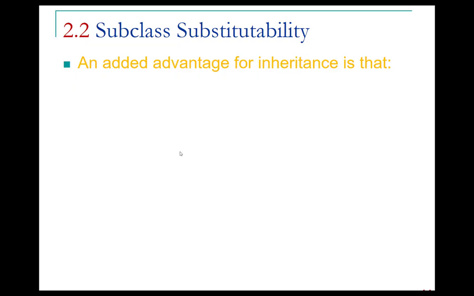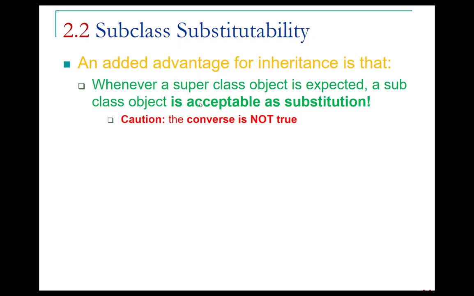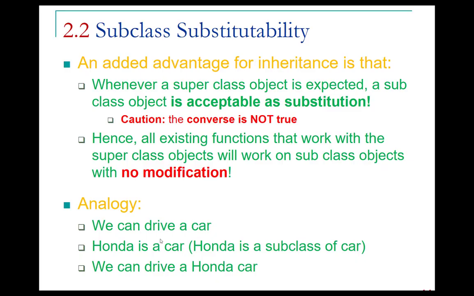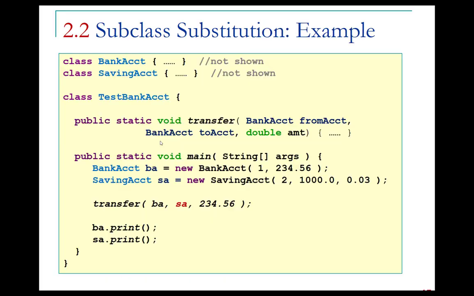There is a subtle advantage of inheritance. Whenever a superclass object is expected, a subclass object is acceptable as a substitute. Therefore, all existing functions that work with the superclass objects will work on subclass objects with no modification. This is the same as if you know how to drive a car, then there's no problem for you to drive a Honda car. Here is our bank example to show you what we meant.